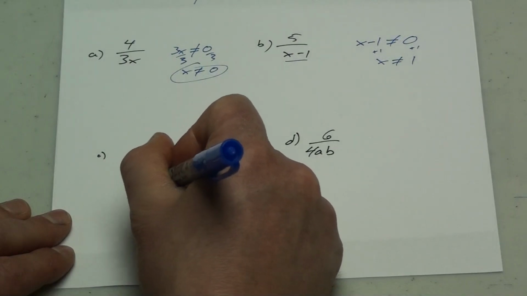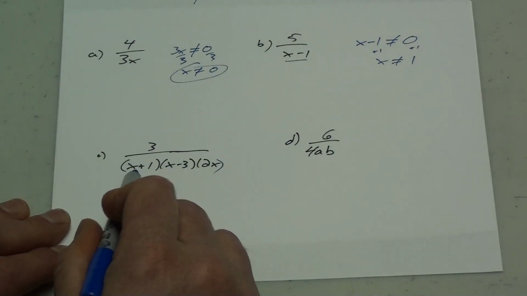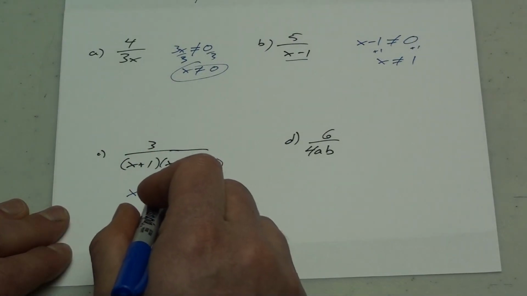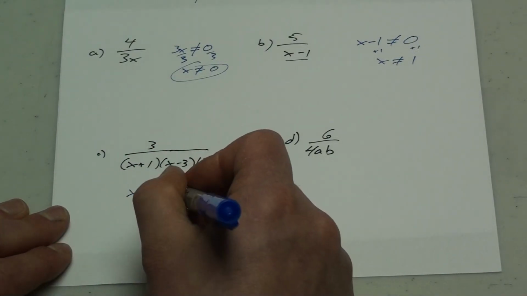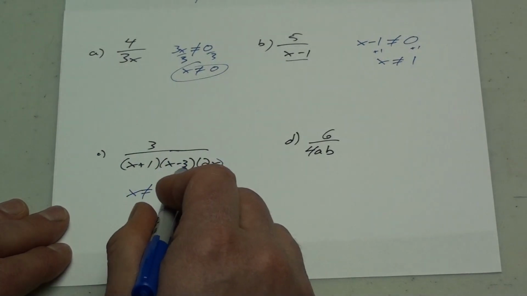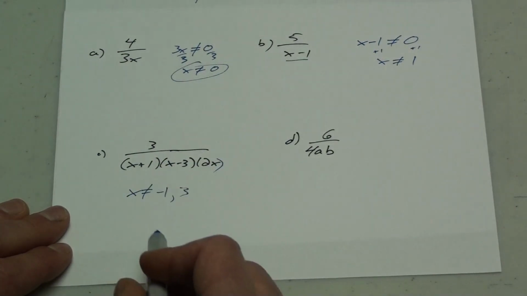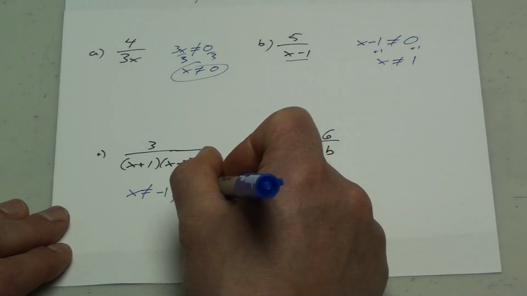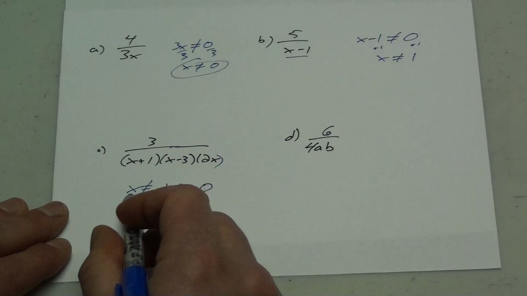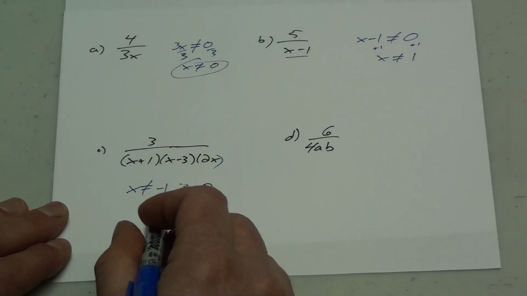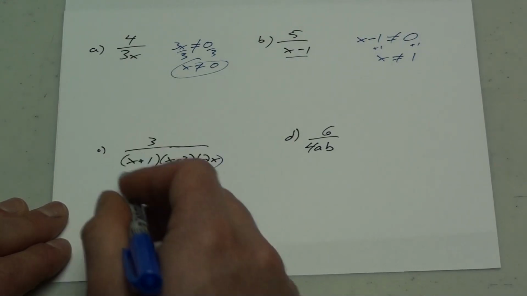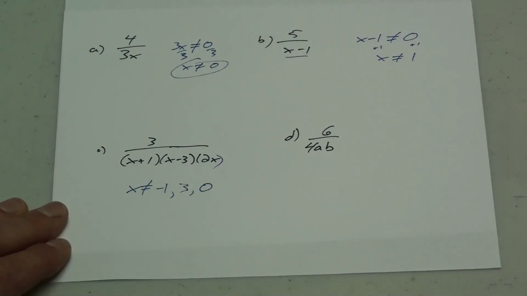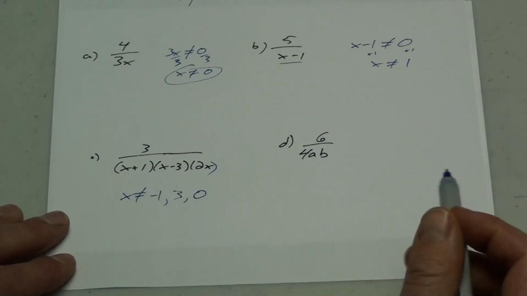So x cannot equal, well, what would make x plus 1 go to 0? If x equaled negative 1. What would make x minus 3 go to 0? If x equaled positive 3, then you'd have 3 subtract 3, which would be 0. Can't have it. And what would make 2x go to 0? When x itself was 0. So I have 3 different restrictions. x cannot equal negative 1, 3, or 0, which would make the whole fraction not exist because the denominator would be 0. Okay, those are my restrictions.